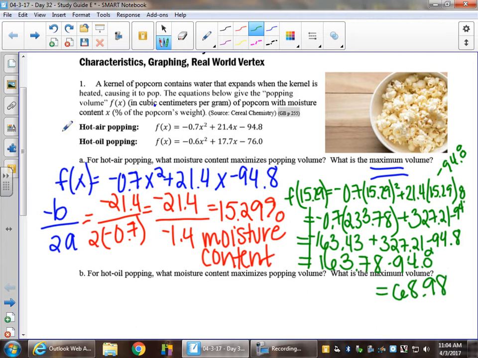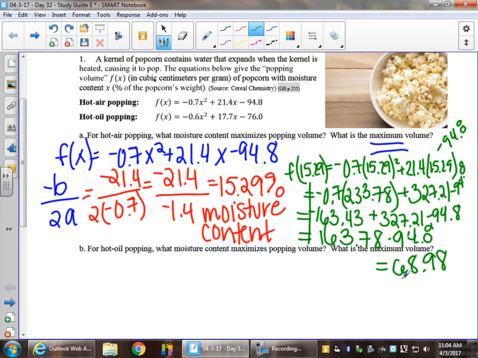What does that represent? The popping volume, in centimeters cubed per gram, because that's the measurement they're telling us. It said cubic centimeters per gram.